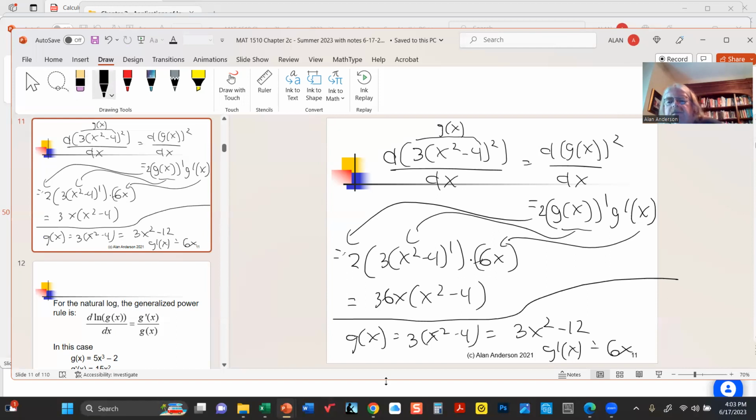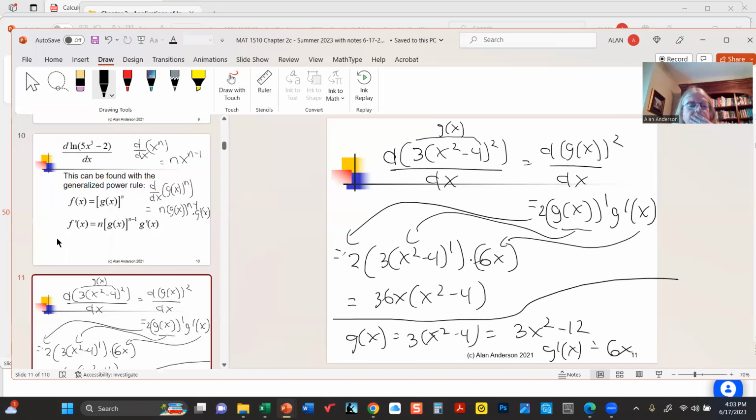Okay, now we're talking. Okay, very good. So g of x is defined as 3 times x squared minus 4, that means we're taking the derivative of g of x squared. And therefore, what we're going to end up with is 2 times g of x to the first power times g prime of x. Okay, now we're good.